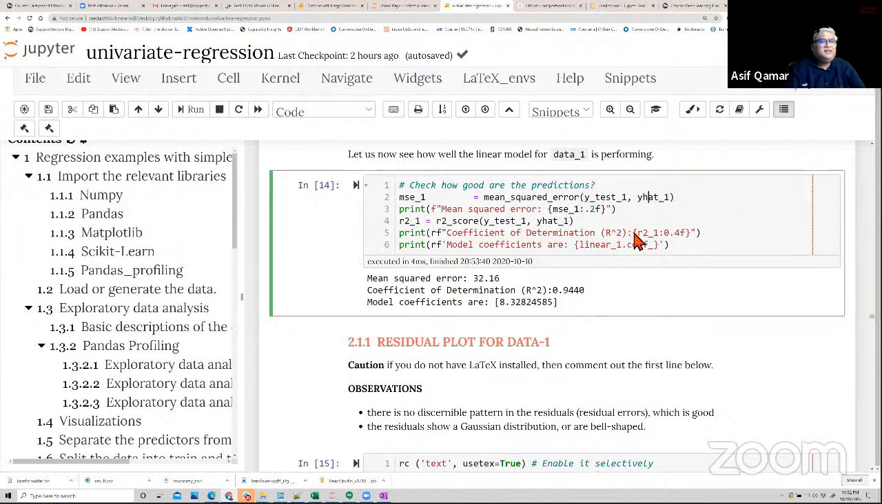The formal name for it is coefficient of determination. It is also written in books as R to the power 2. And in code, because you can't put powers here, you write it as R2. This underscore 1 comes because I'm dealing with data set 1, so ignore that. So R2 again compares the y test and y hat, the reality versus the prediction. And then here I'm just printing those numbers.